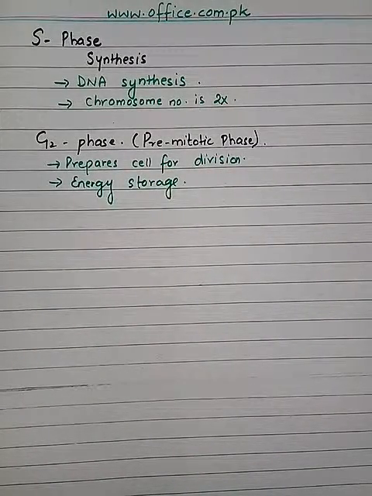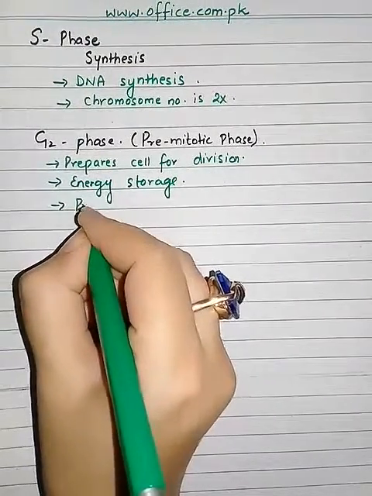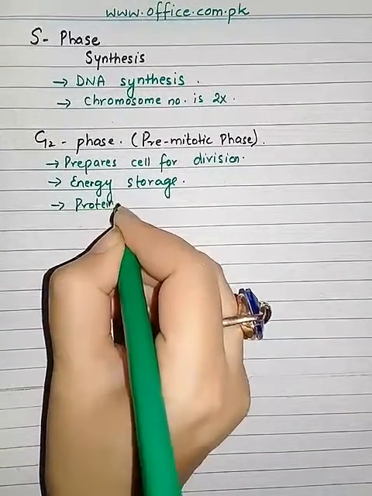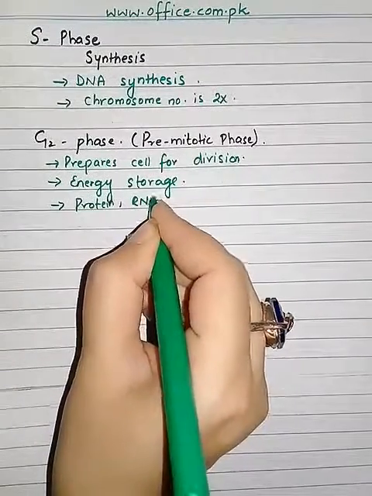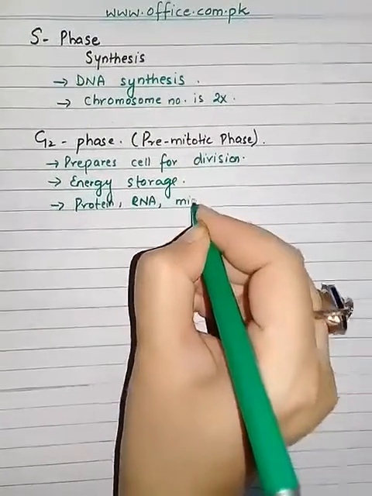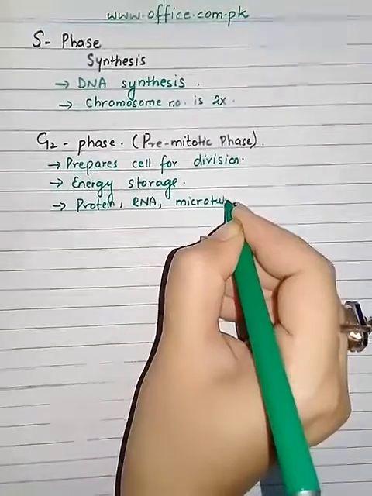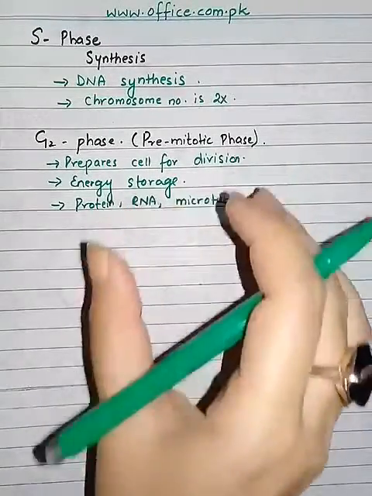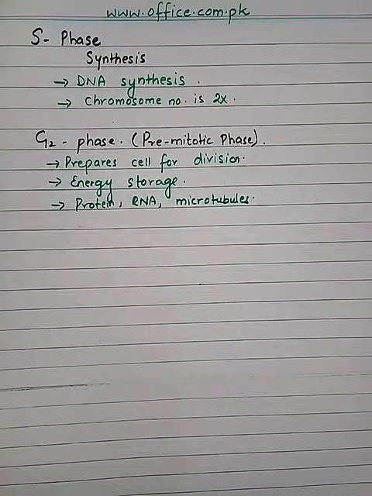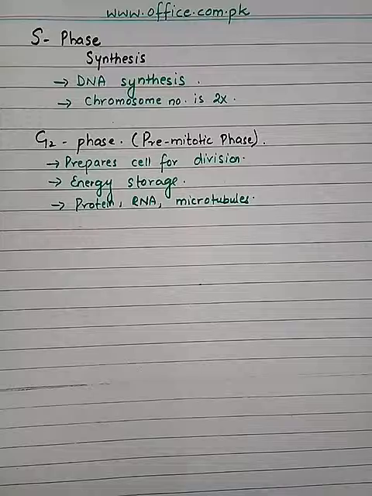Because energy is required in the chromosome movements. Also some specific proteins, the RNA, and the microtubule subunits, they are all gathered in this G2 phase. The microtubules are basically the small fine tubules that are required for the spindle fibers.